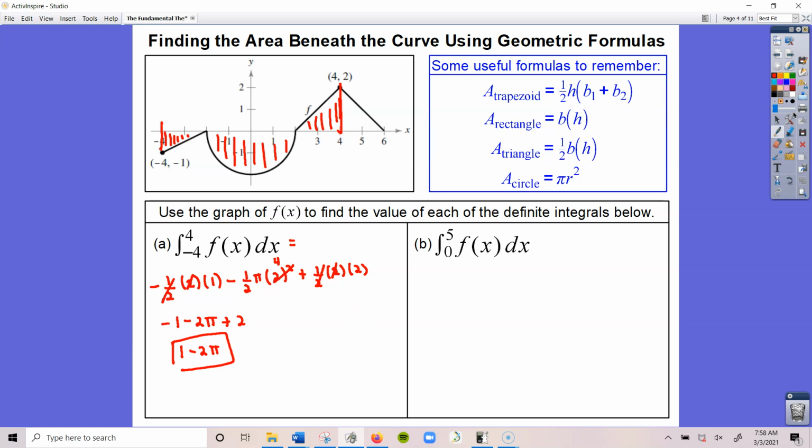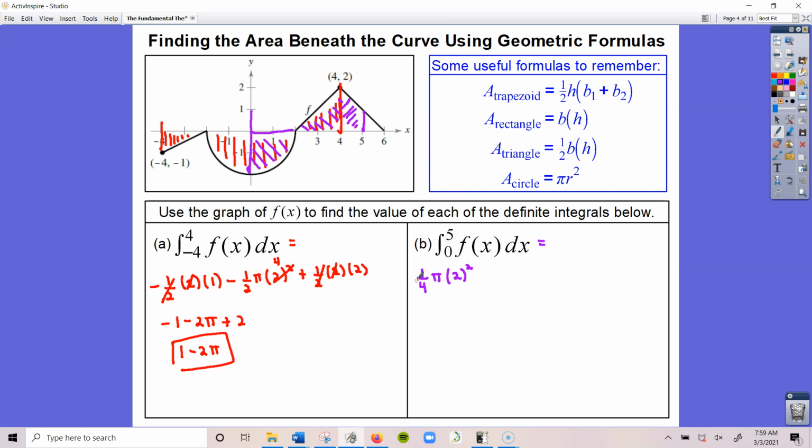Next, we're going to do the integral from 0 to 5 of f of x dx. So we're looking at from here to here. So we have here this quarter circle now. And then what we can do here is we can split this into the triangle that we already found. And then this is a trapezoid. So that quarter circle, that's 1/4 of a circle. So I would use 1/4 pi and then the radius squared.